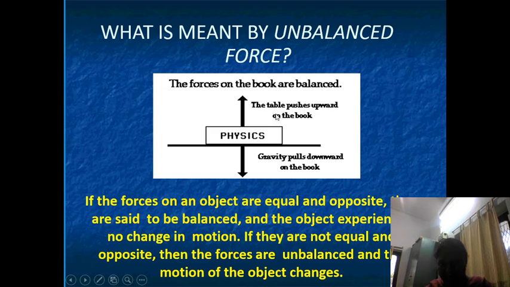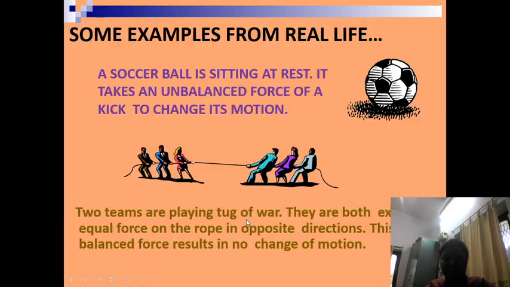So I have already told earlier that if any of the forces which is pulling up or pushing down is more than the other one, then the book would have moved from its position. So hence we require some unbalanced force so that the body which is at rest is brought into motion, or the body which is in motion is brought into rest.